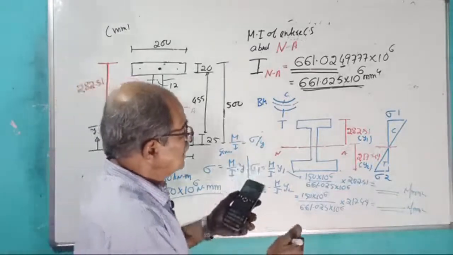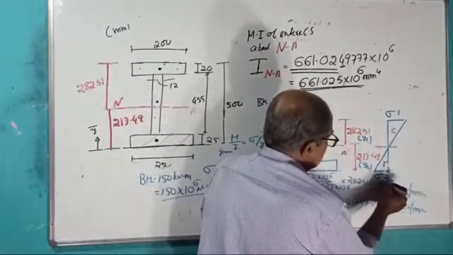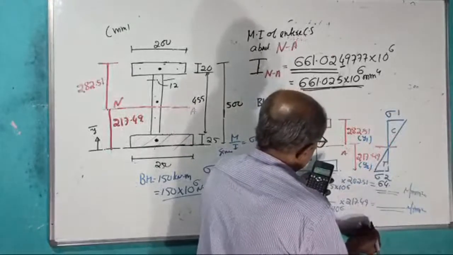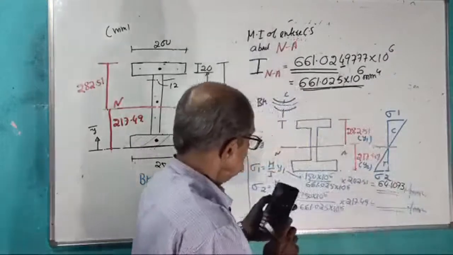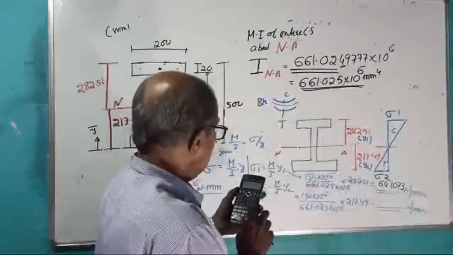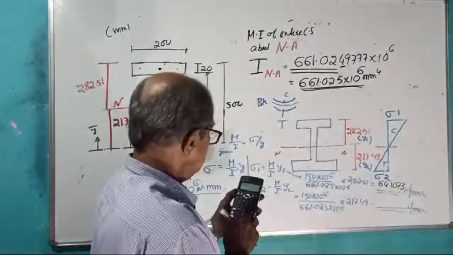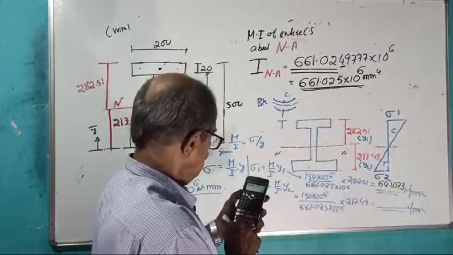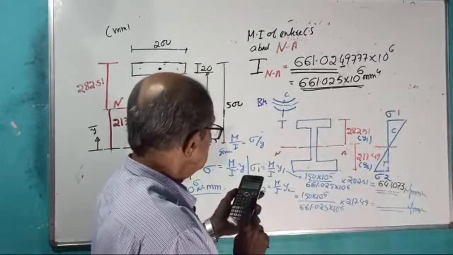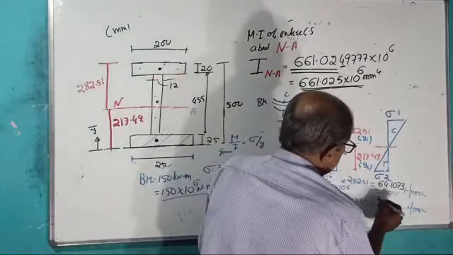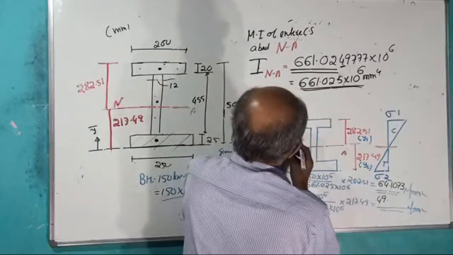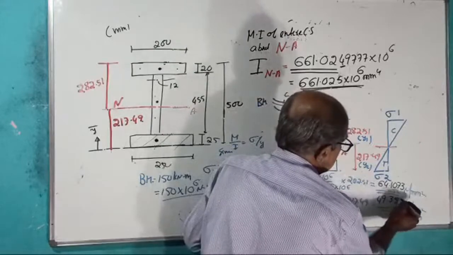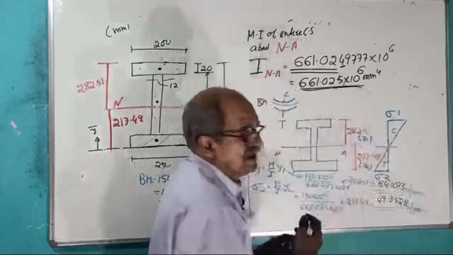Is it 64.1073 up to the third, fourth decimal? The other one is 49.3528. Tell me, are these two numbers correct?